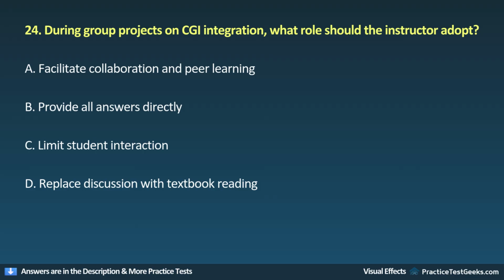24. During group projects on CGI integration, what role should the instructor adopt? A. Facilitate collaboration and peer learning. B. Provide all answers directly. C. Limit student interaction. D. Replace discussion with textbook reading.